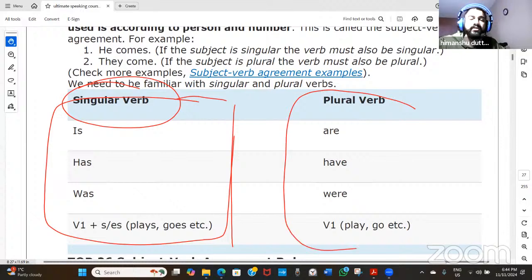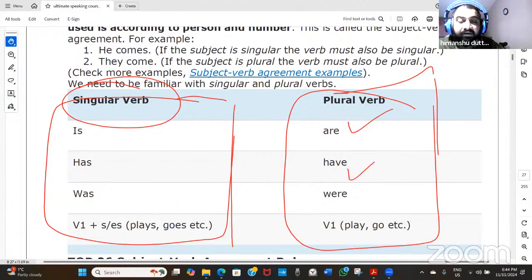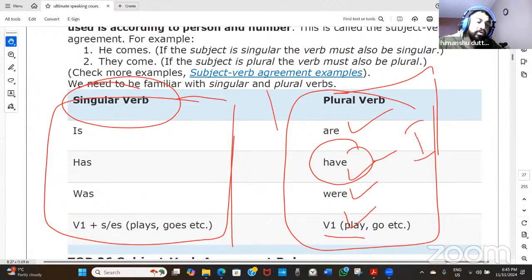Now plural verb. What are the different plural verbs that we have? That is are, have, were, and the first form of verb. In this scenario, you are very much clear. You should know that have can take I. Remember that I will always be on the side of the plural subject. It will always be on the side, like the rules of, but it is singular. Let me tell you, I don't want to actually mix it up.